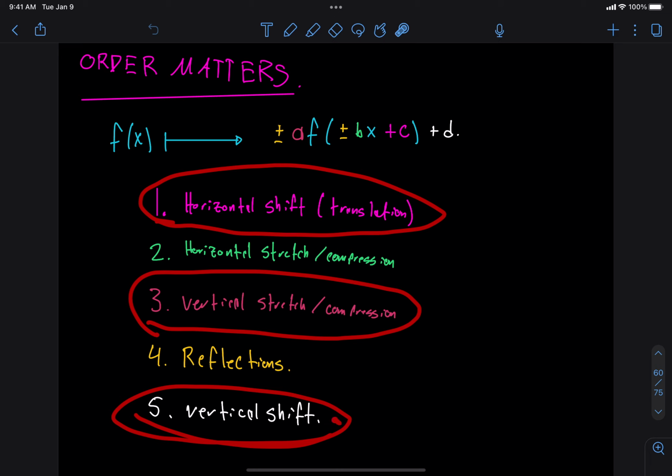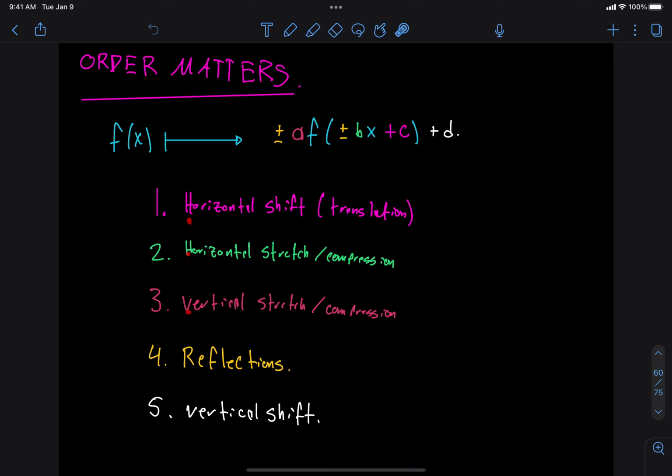So this is something that you might want to memorize somehow. You could have a mnemonic device for it or something. Yeah, I don't know. It's like HHVRV, but then you need to remember that the horizontal shift comes before the horizontal stretch, but the vertical stretch comes before the vertical shift. So I don't know if there's a good mnemonic device for this other than just to memorize it.